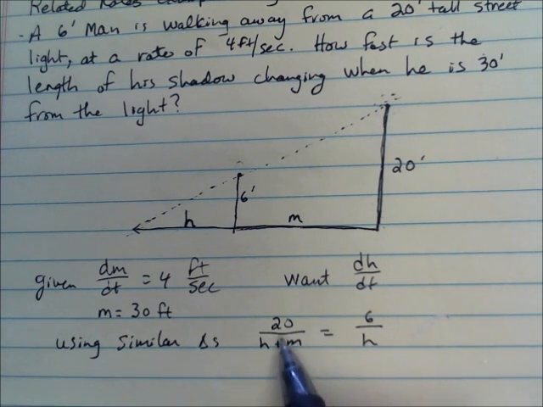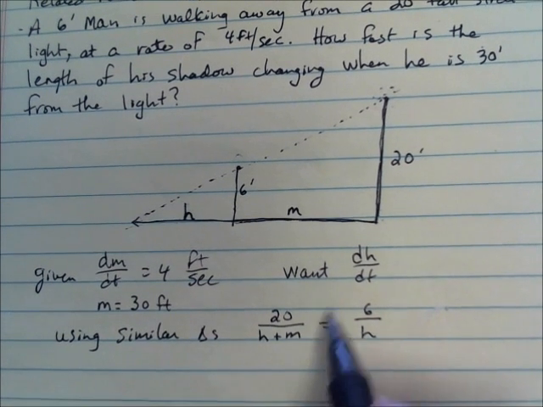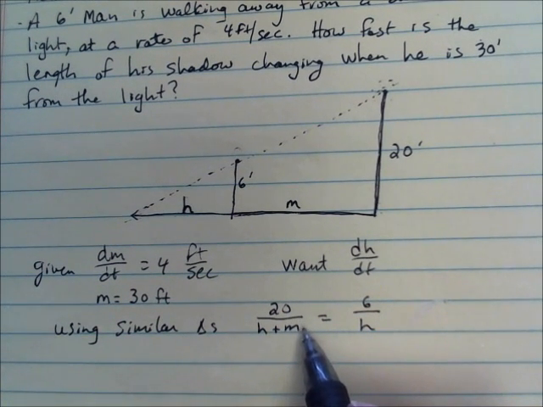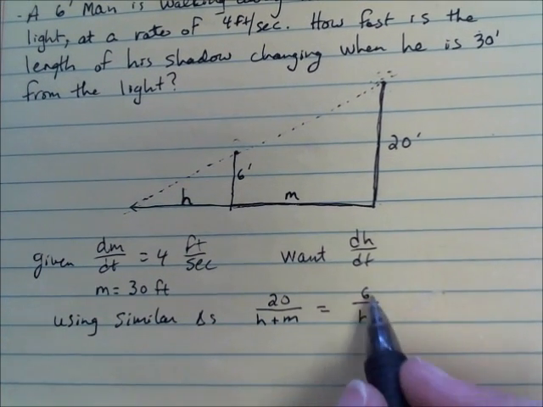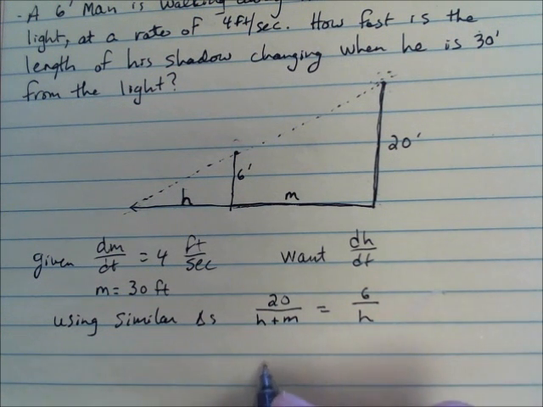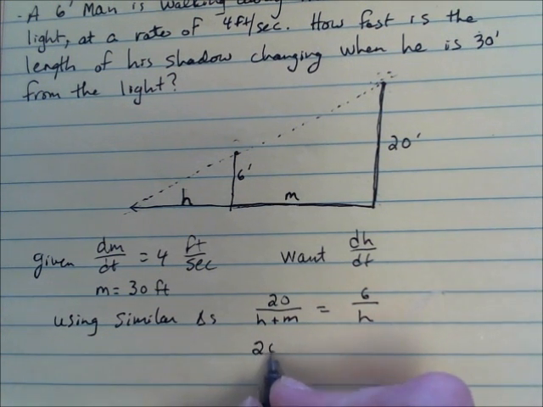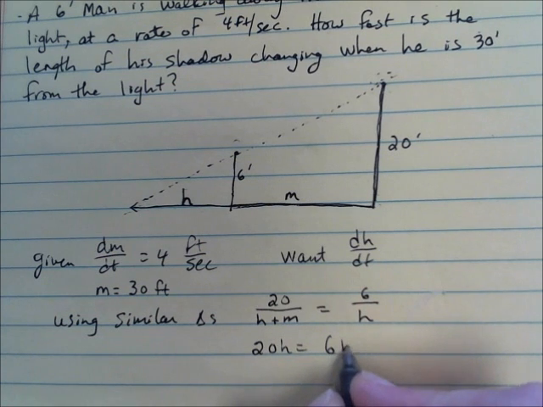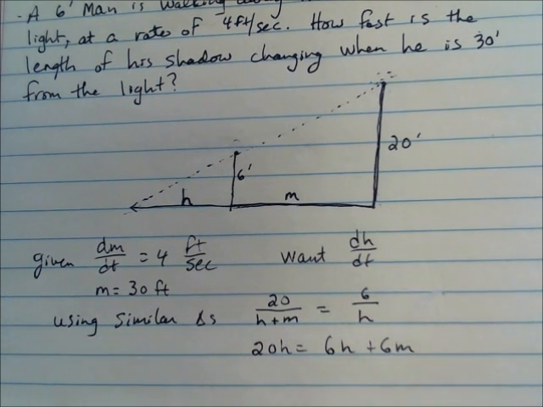But I don't think I want to take a derivative looking like this. I think we can make a new equation out of this to make it real easy to take a derivative. I'm just going to cross multiply here, which tells us that 20h is equal to 6h plus 6m. And then when you subtract 6h from each side, you get 14h is equal to 6m.